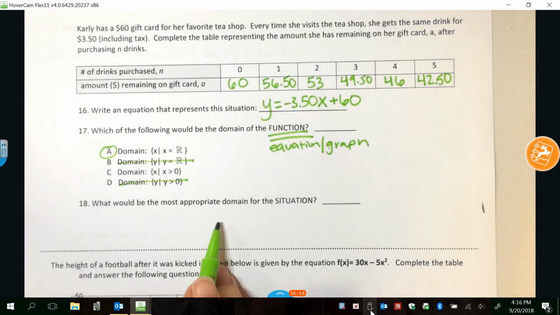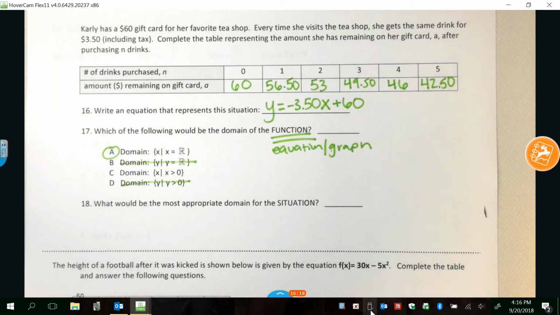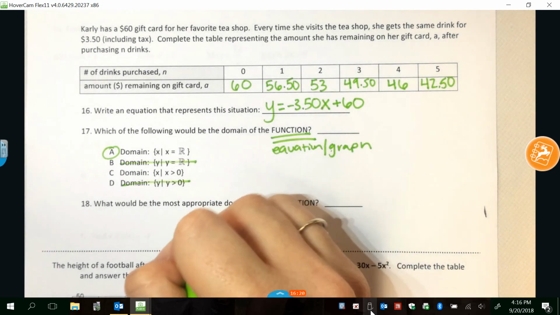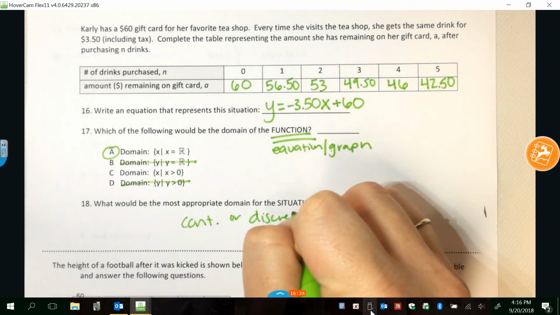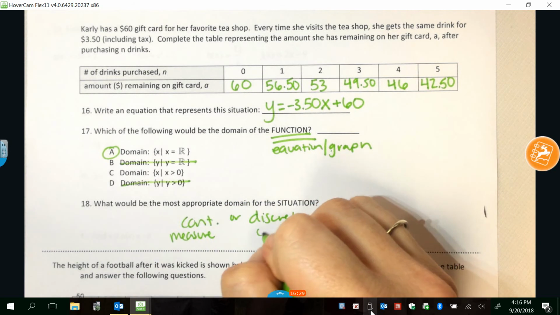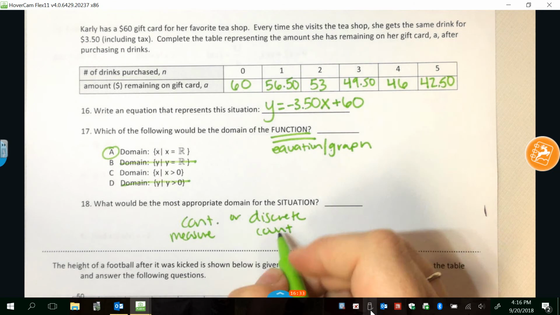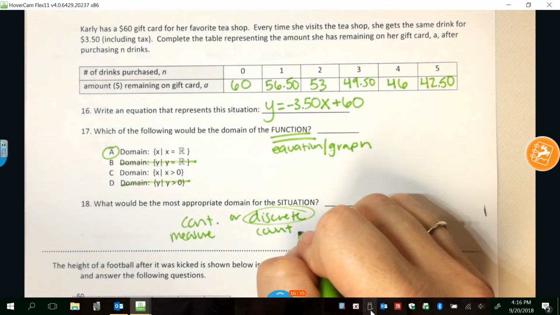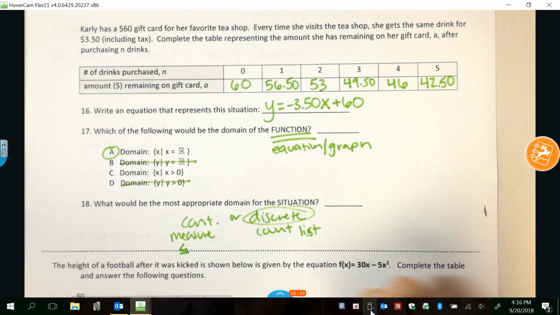Now, what would be the appropriate domain for the situation? So now it wants me to include the story. It said, first off, is this continuous or discrete? Remember, continuous is something you measure, discrete is something you count. So we count money, okay? This is definitely discrete. And remember, when it's discrete, it's going to be a list. Whenever it's continuous, you use your inequalities.